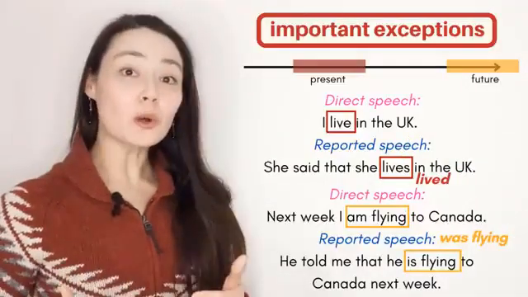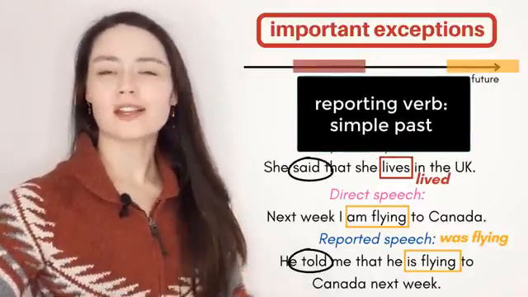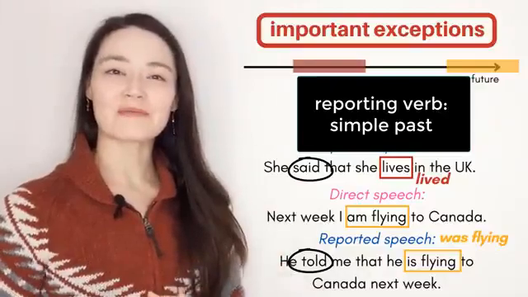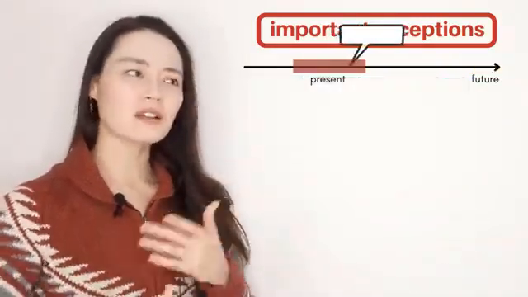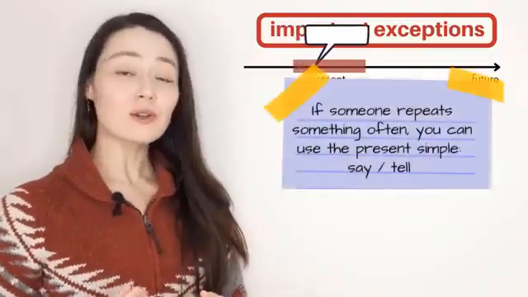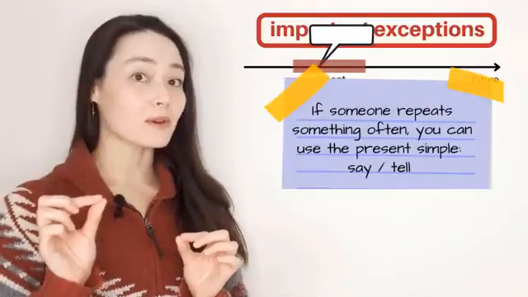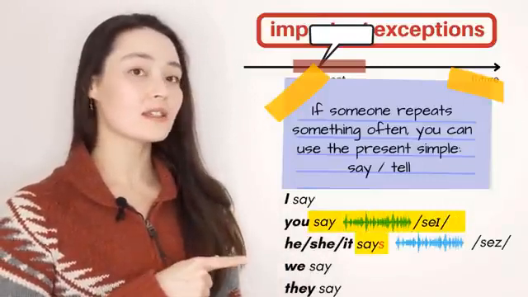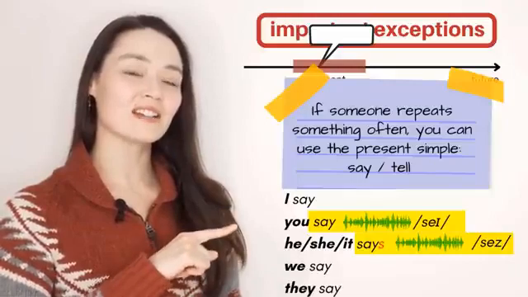As you can see, normally when we report speech, we use the simple past. I said, she said, he told, they told, etc. But what happens if someone says something repeatedly? It's kind of normal for them to say this. You could actually just use the present simple. And remember, the pronunciation here is say, but this is says. Say, says. Say, says.